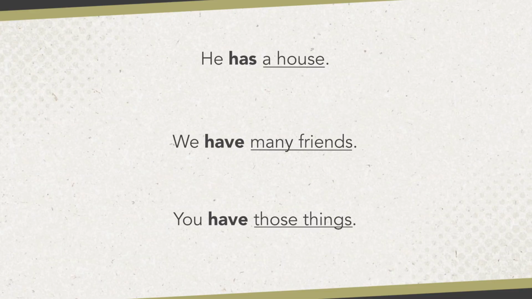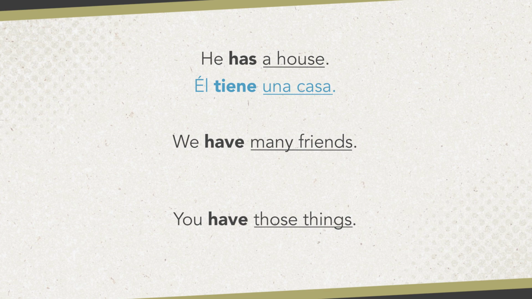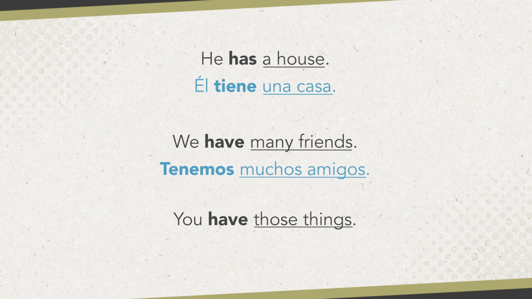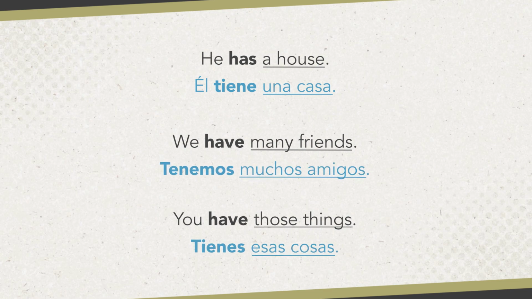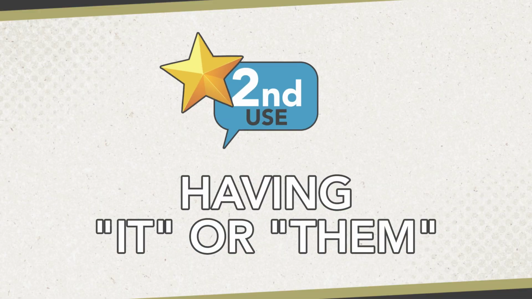In Spanish, these are él tiene una casa. Tenemos muchos amigos. Tienes esas cosas. So in both English and Spanish, we use the verb for have, and then we put a noun after it. Pretty simple. But that brings us to the second use, which is when we say things like, I have it.